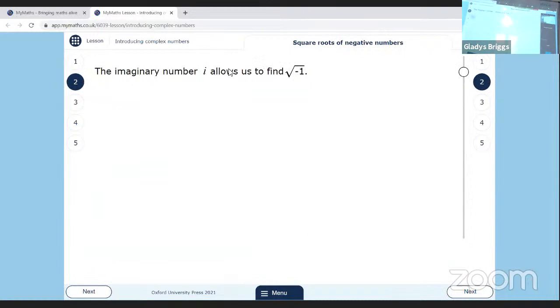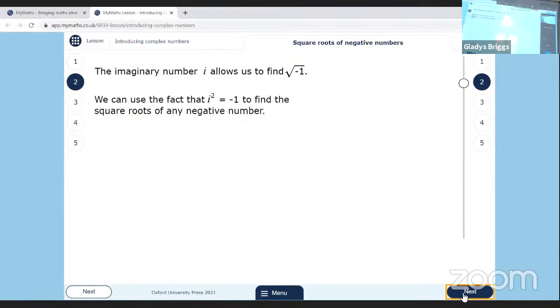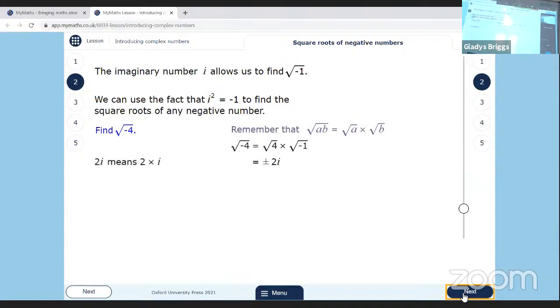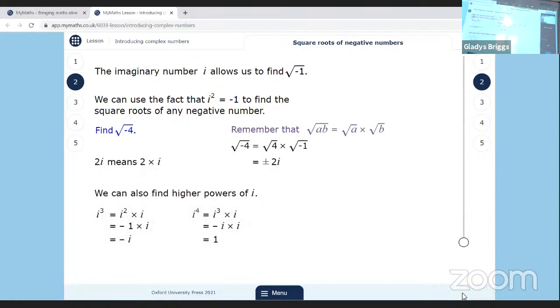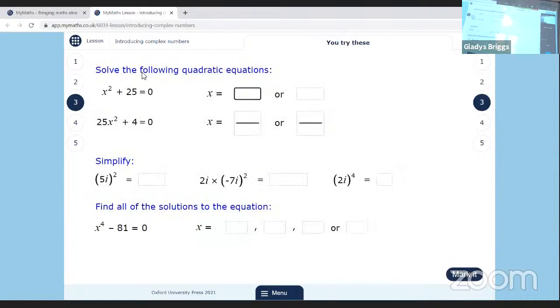The imaginary number allows us to find the square root of -1. We can use the fact that i squared is equal to -1 to find the square root of a negative number. You've done some already. You did that with me at the beginning of the lesson, yeah? The square root of -4 would be the square root of -4 times the square root of -1, which is 2i. You got that one. We've done all of these ones today, so you can do them.